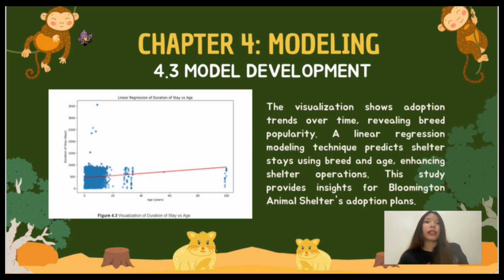And for this visualization, it also shows the adoption trend over time, revealing breed popularity. A linear regression modeling technique predicts shelter stays using breed and age, enhancing the shelter's operation. This study provides insights for Bloomington Animal Shelter's adoption plan.